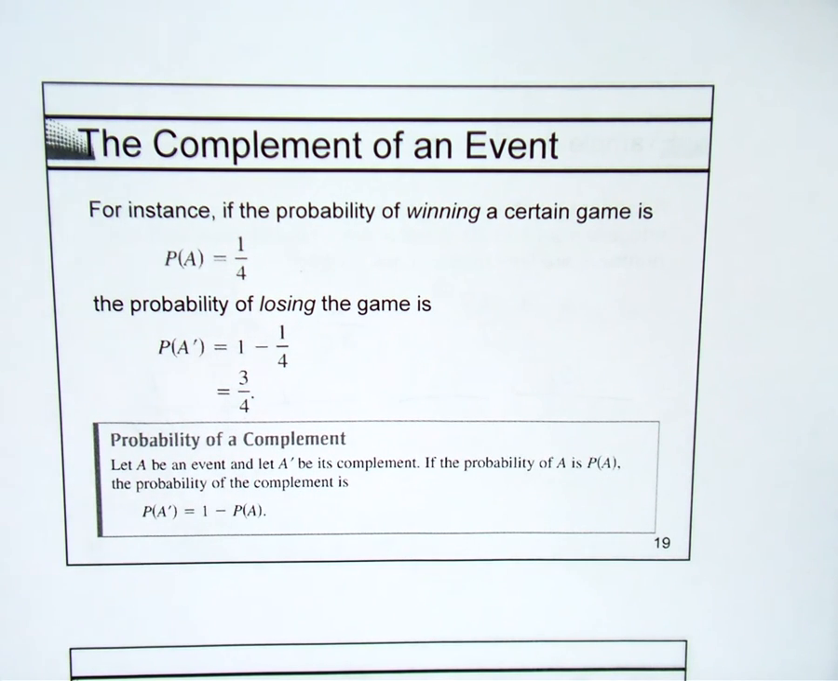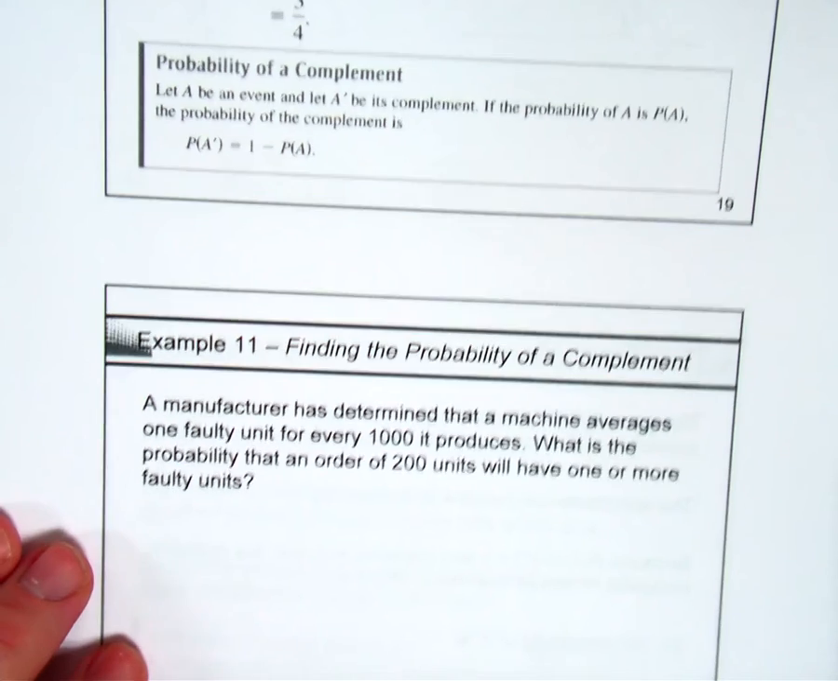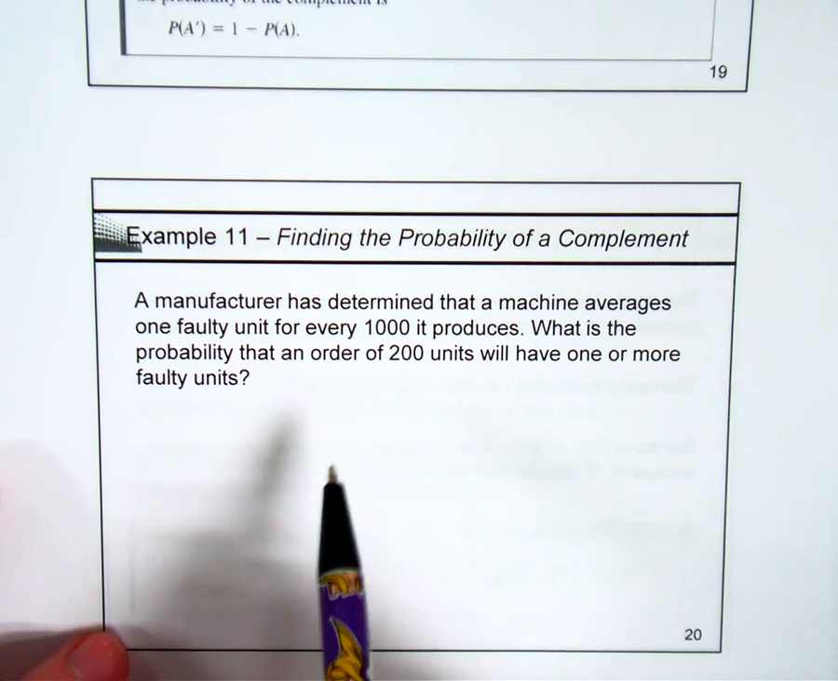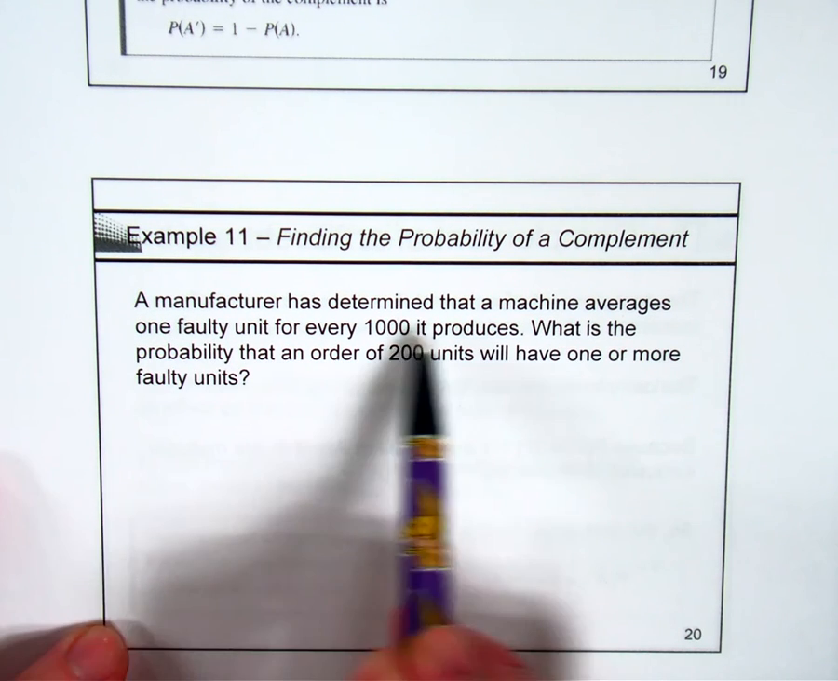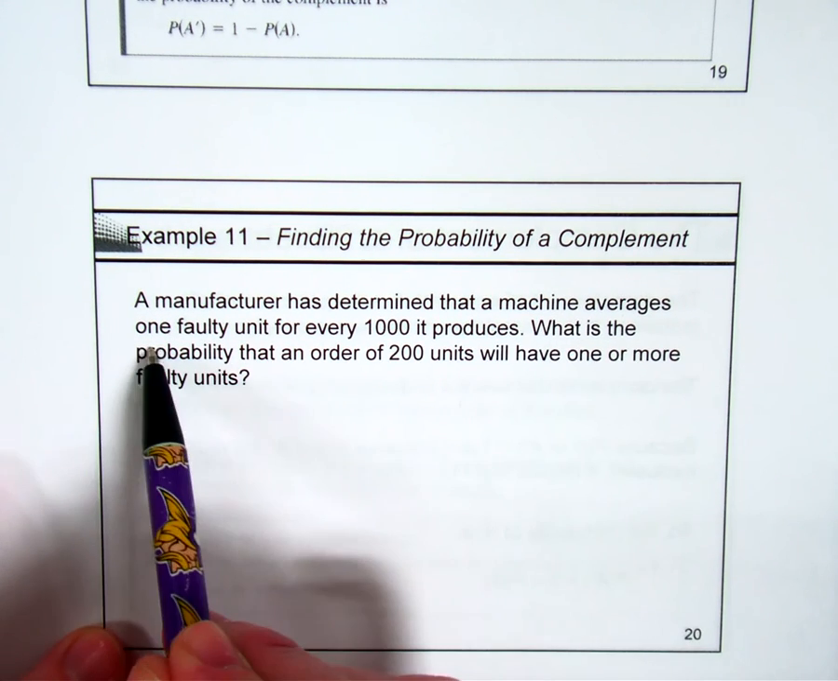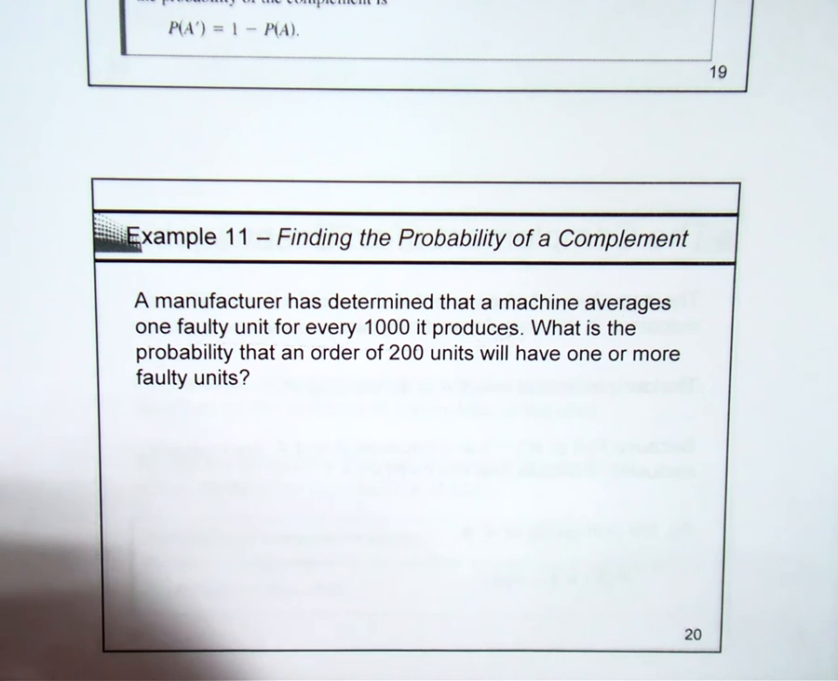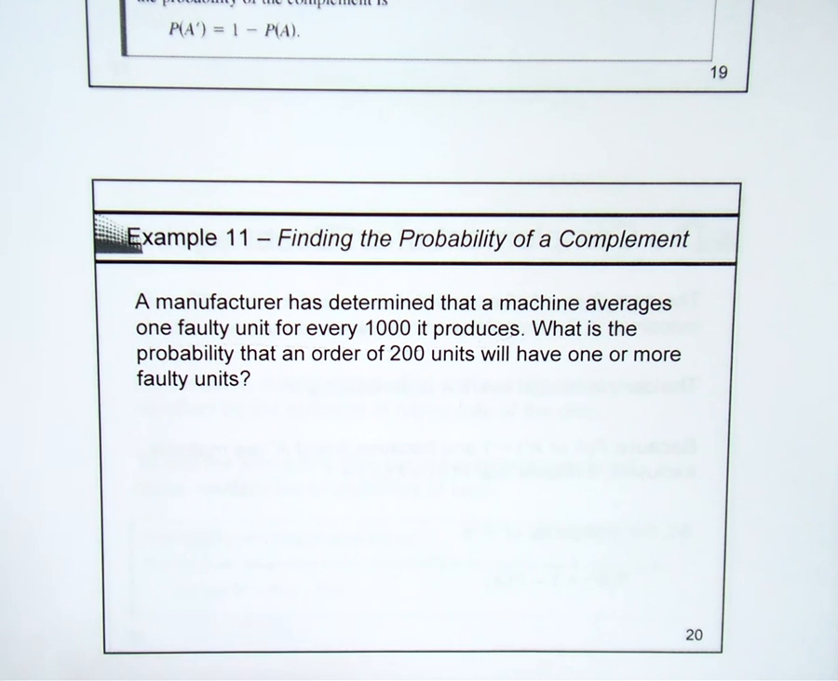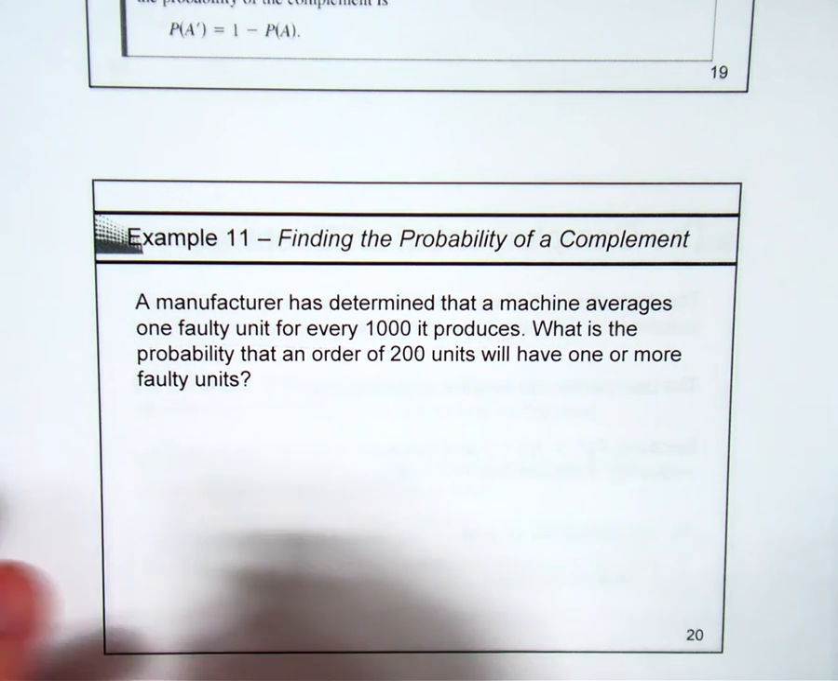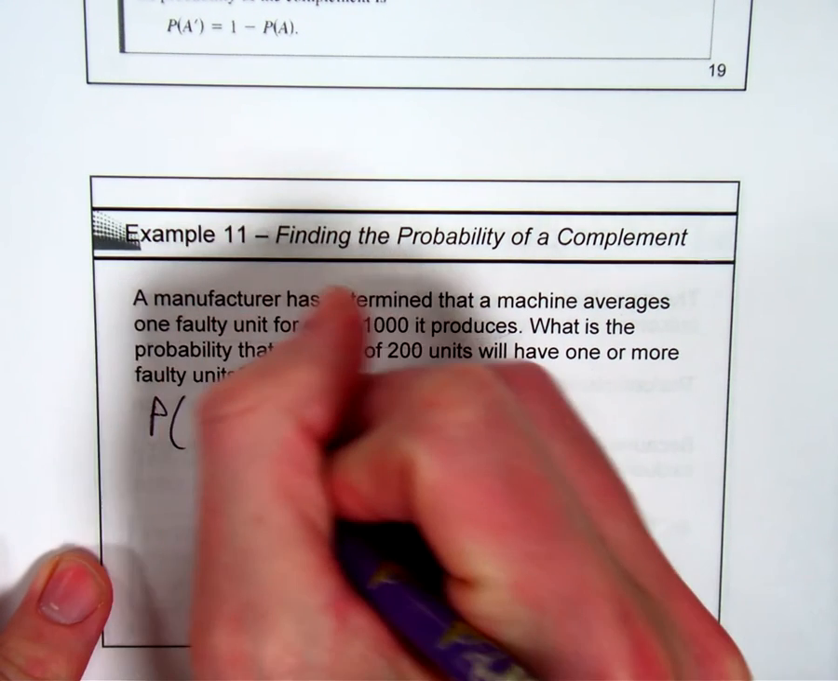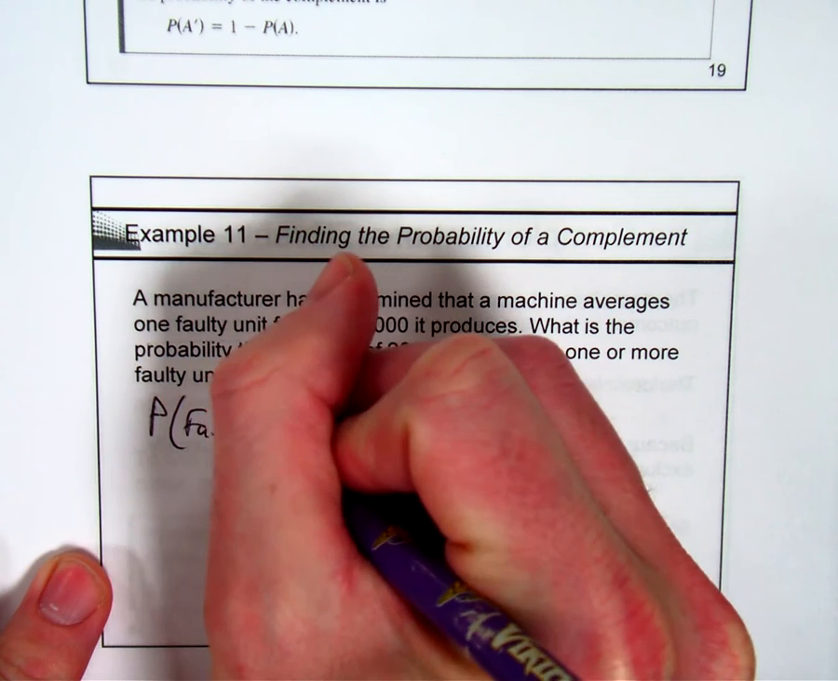Application problem. A manufacturer determines that a machine averages 1 faulty unit for every 1,000 units it produces. What is the probability that an order of 200 units will have 1 or more faulty units? Okay, so the probability of being faulty or having a bad unit is 1 in 1,000.